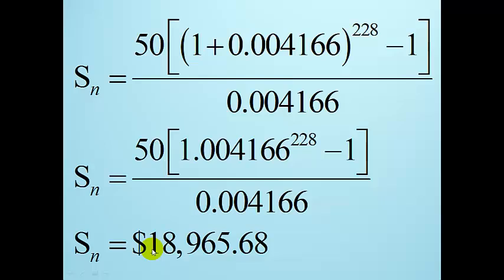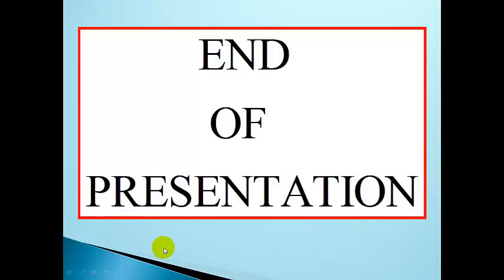$18,965.68. So this is going to be the amount accumulated when the child turns 19 years old. This is going to be the amount accumulated for a child's college education. This is the end of our presentation.